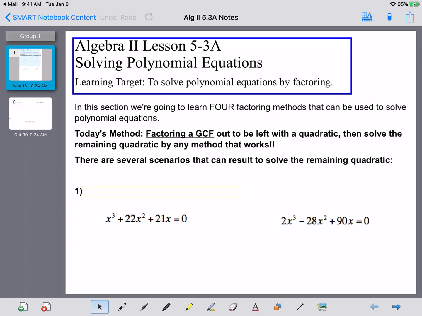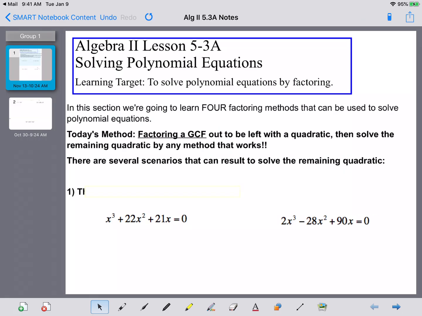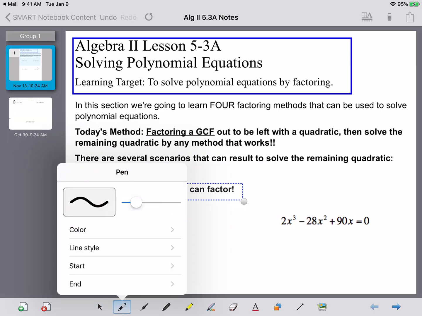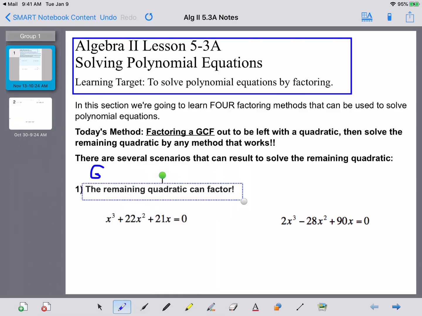In this section, we're going to look at 4 factoring methods that can be used to solve polynomial equations. Today's method is to factor a GCF out, and then we're left with a quadratic. Then we're going to solve that remaining quadratic by any method that works. There are several scenarios that can result to solve the remaining quadratic. For the first one, we're going to see where after we pull out the GCF, we have a quadratic that is still factorable. Okay, but remember, GCF is always done first.